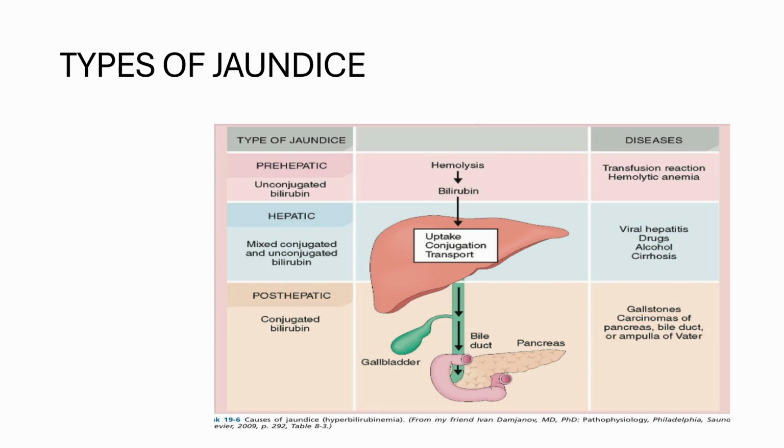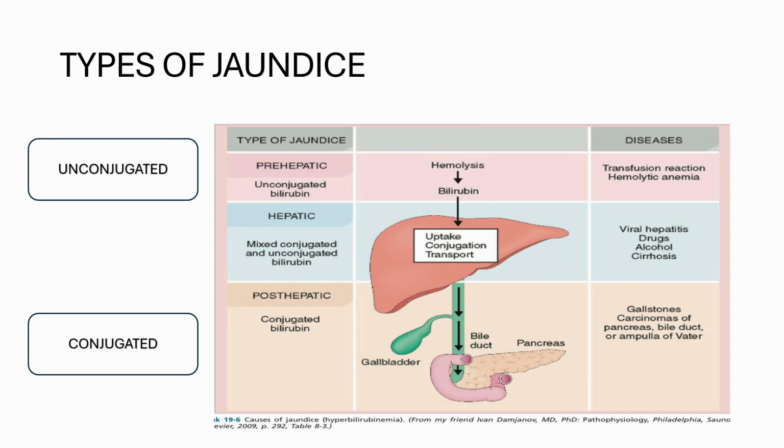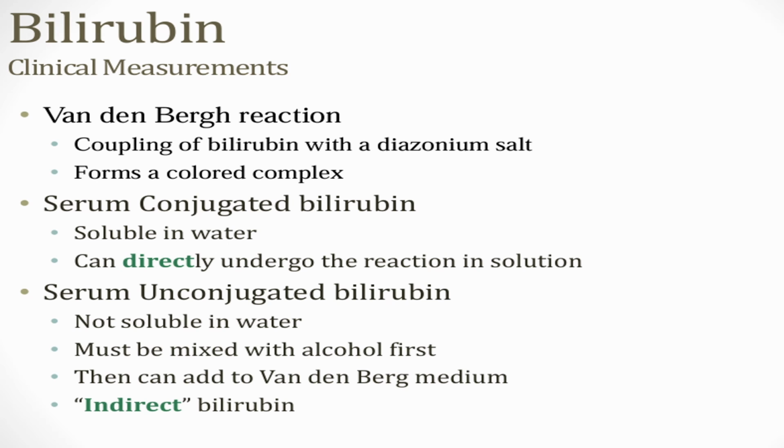Okay, we can also classify them based on the biochemistry, either as unconjugated hyperbilirubinemia, which is when indirect bilirubin is raised, or conjugated hyperbilirubinemia, or a mixed pattern. The bilirubin can be classified as unconjugated or conjugated based on the Van den Bergh reaction. It is a biochemical reaction where the bilirubin is coupled with diazonium salt to form a colored complex. The water-soluble bilirubin, that is the conjugated bilirubin, directly reacts with the agent, whereas unconjugated bilirubin has to be mixed with alcohol first to form the reaction.